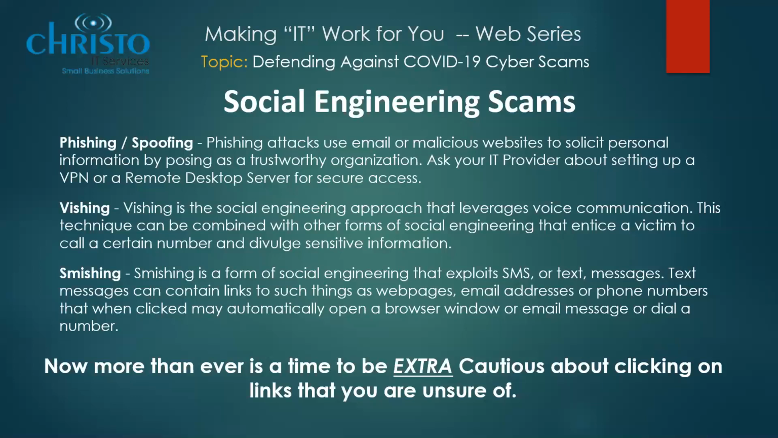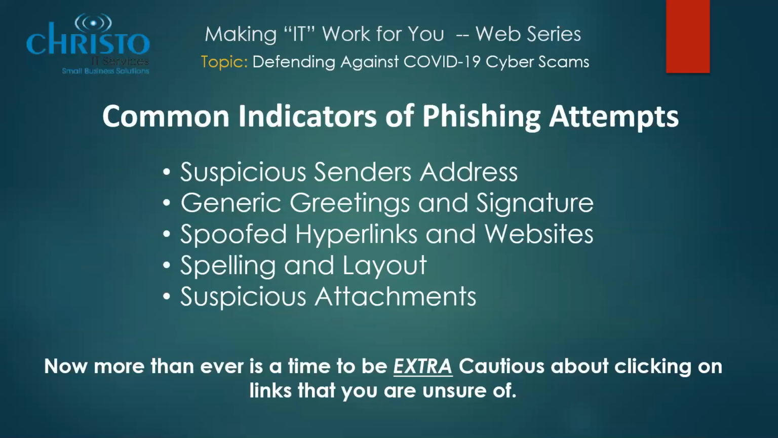Landline communications cannot be intercepted without physical access to the line. However, this trait is not beneficial when communicating directly with a malicious actor. Smishing is a form of social engineering that exploits SMS or text messages. Text messages can contain links to things such as web pages, email addresses, or phone numbers that, when clicked, may automatically open a web browser window or email message or dial a number. This integration of email, voice, text message, and web browser functionality increases the likelihood that users will fall victim to engineered malicious activities. So, what are some of the common indicators of phishing attempts?